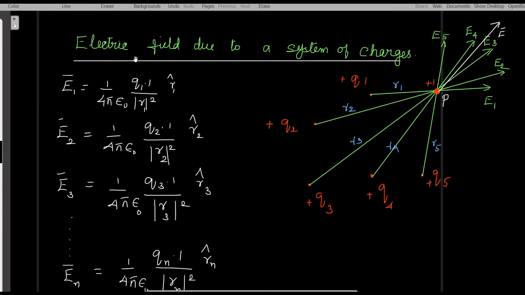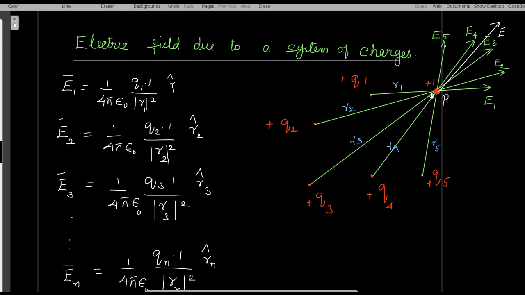Electric field due to a system of charges. Consider a system of point charges Q1, Q2, Q3, Q4, Q5, etc. in free space. Due to these charges, the electric field at point P needs to be calculated. At point P, a unit positive charge is imagined to be kept.